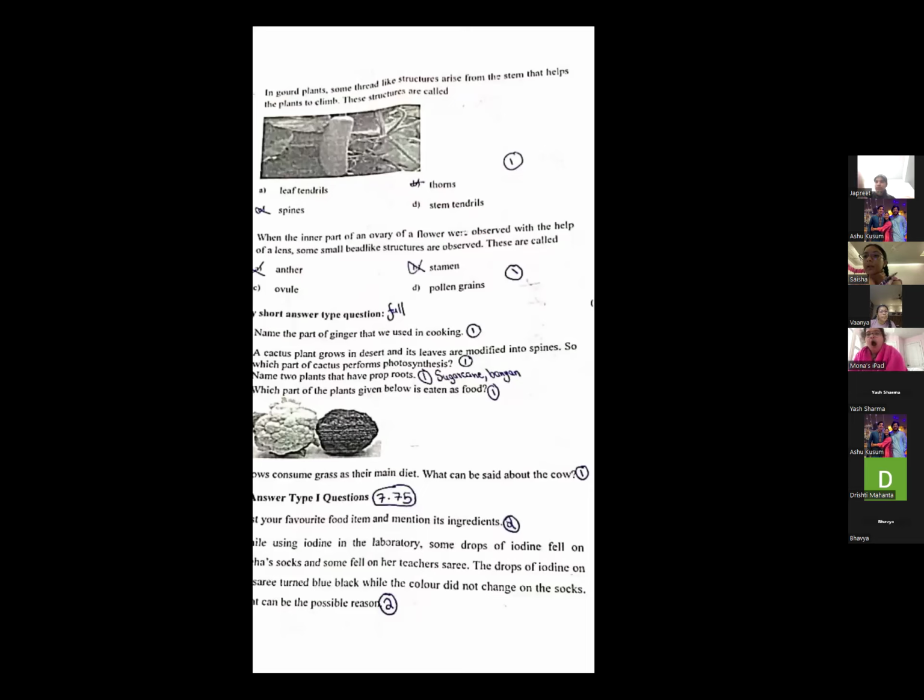Thorns and spines will be incorrect, right? Because you said that tendrils is the option. Now you tell me, in case of gourd plants, we have discussed this in class. If you have paid attention in the class, you'll be able to answer. Gourd plants, whether it is leaf tendril or stem tendril.